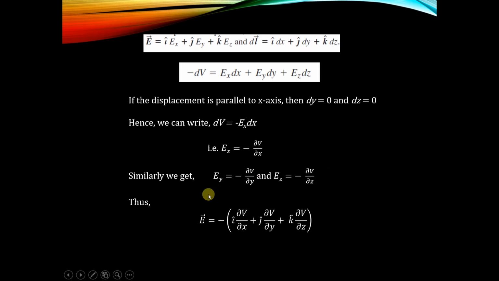So I can now put all these components of the electric field x, y and z and combine them to get the electric field vector E is equal to minus of unit vector i dou V by dou x plus j dou V by dou y plus k dou V by dou z. Obviously the terms in the bracket are nothing but the gradient of the electric potential V. So we can write E is equal to minus del V, a very important relation between the electric field and the electric potential.